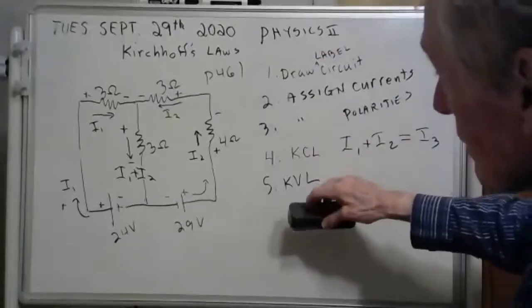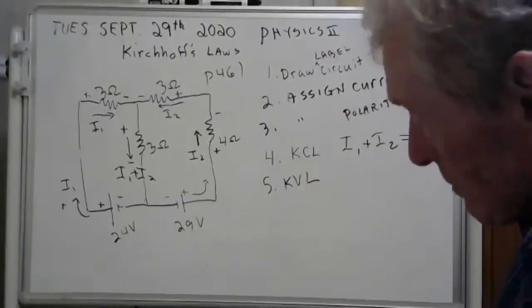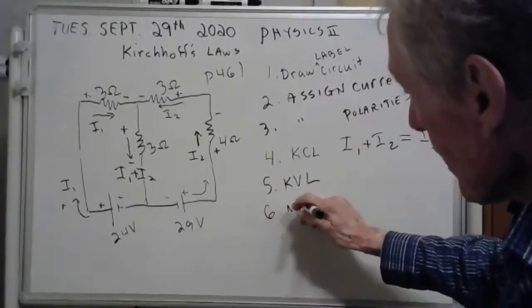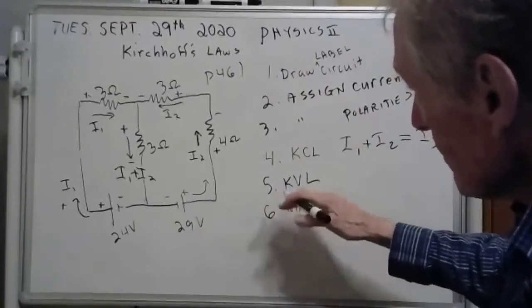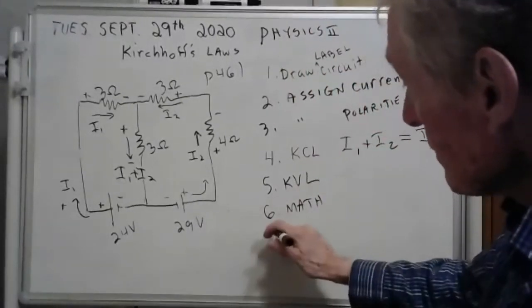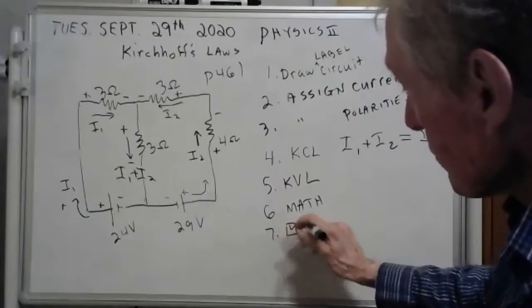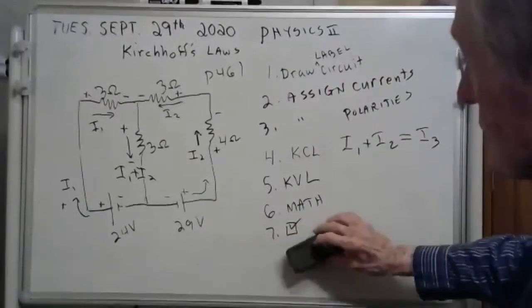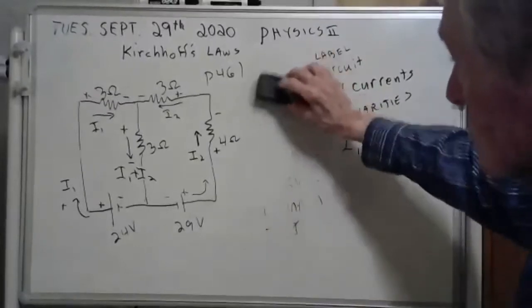Well, that's the method. And then I'm going to erase all this. I need the room. The next step is just you do your math. There's going to be some algebra involved, but we'll be all right. And then the last step is to check your work, see if it makes sense. We're going to do all that. Okay, here comes the KVL equations now.